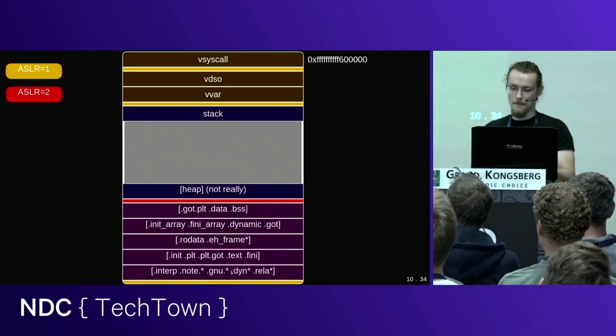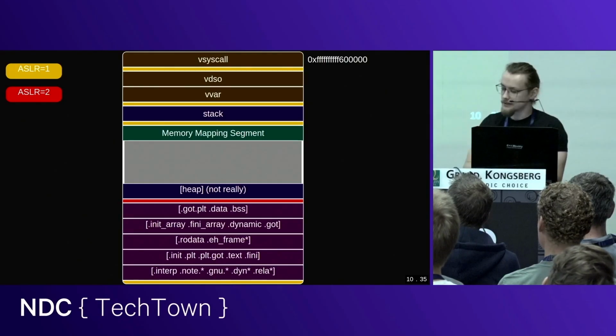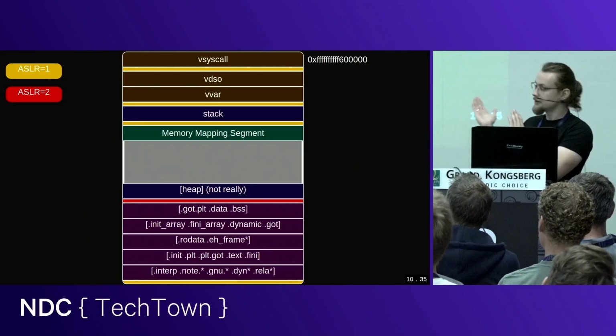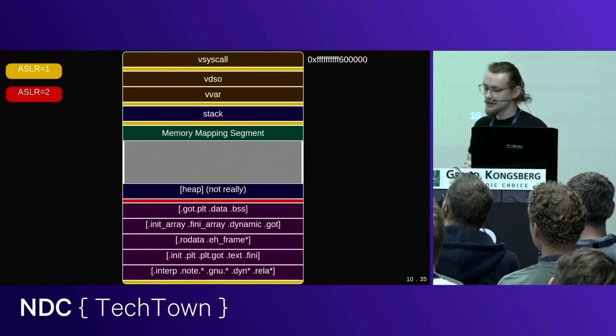It's also moved a little bit, randomized by ASLR, and then there's this segment. So this is pretty much how the layout of my program looked after we decoded everything.